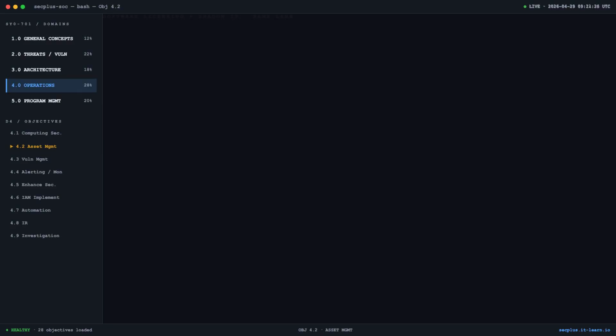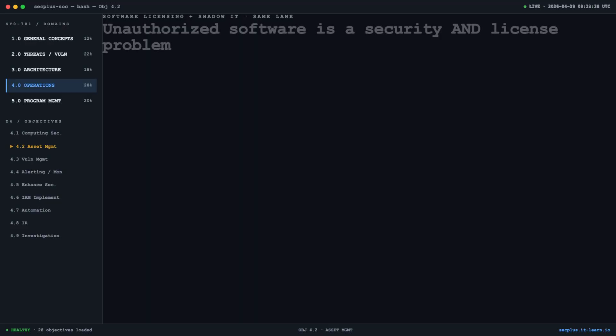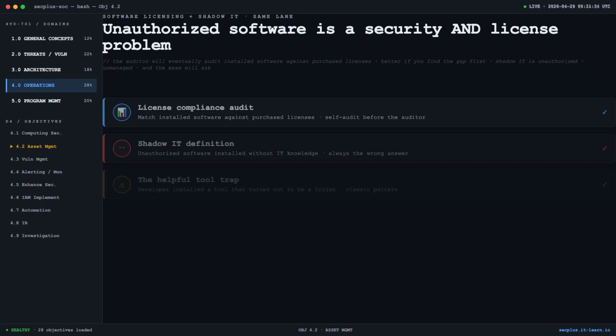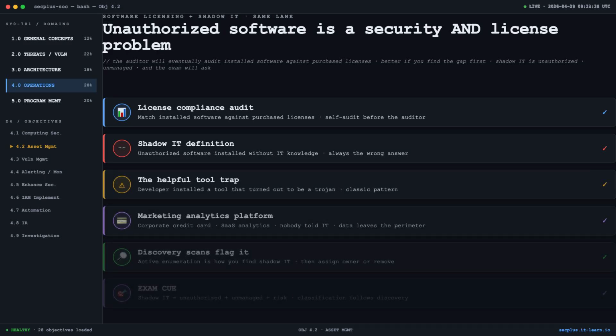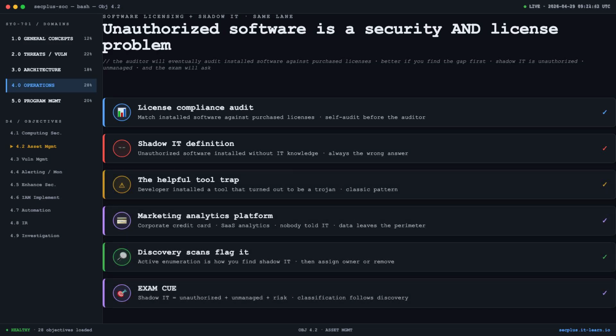Shadow IT, unauthorized software installed without IT's knowledge. The developer who installed a quote-unquote helpful tool that turned out to be a Trojan. The marketing team running an analytics platform on a corporate credit card. Shadow IT is both a security risk and a license compliance problem. Discovery scans flag it. The exam will ask about Shadow IT, and the answer is always that it is unauthorized and it is a risk because it is unmanaged.